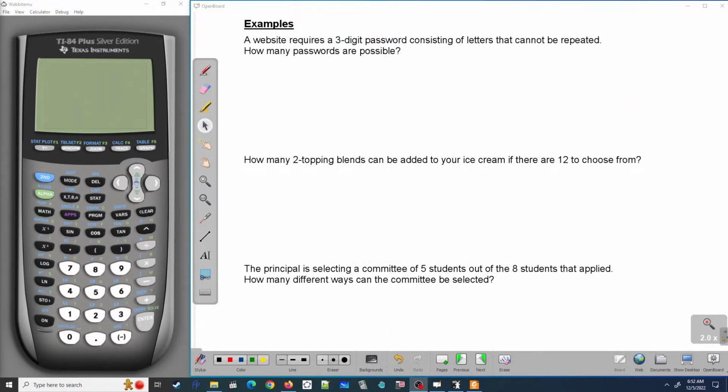Let's continue looking at permutations and combinations with the following examples. A website requires a 3-digit password consisting of letters that cannot be repeated. How many passwords are possible? We'll begin by recognizing that that phrase right there essentially tells me that we are doing a without replacement type problem.